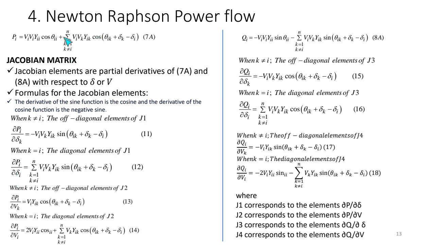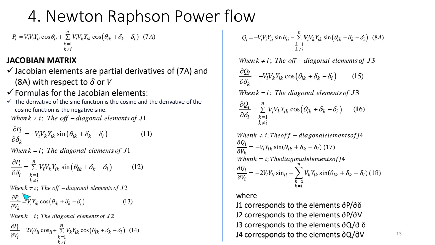So that is for k equal to 1 and k not equal to i. We write this equation as Vi, Vk, Yik sine of theta ik plus delta k minus delta i. The sign would have been a minus, but this minus becomes positive, which is equation number 12. Students, can you confirm you understand how the partial derivative of Pi with respect to delta i becomes equation 12? Okay, if you have no queries, we can move on.